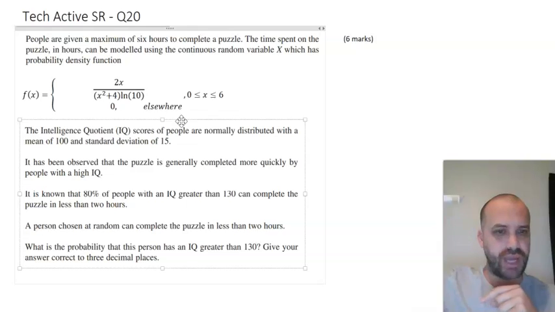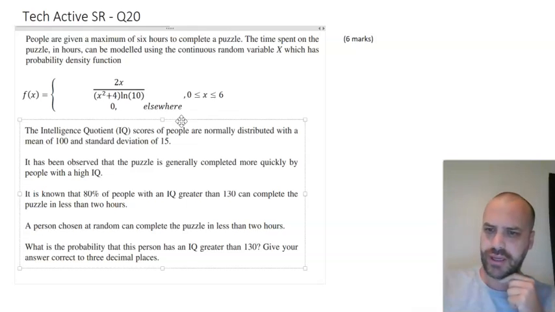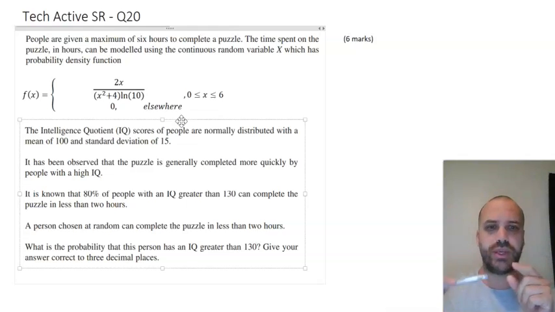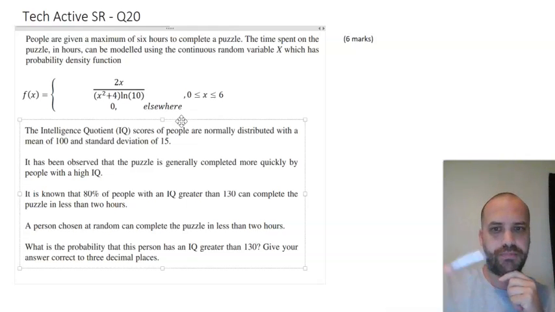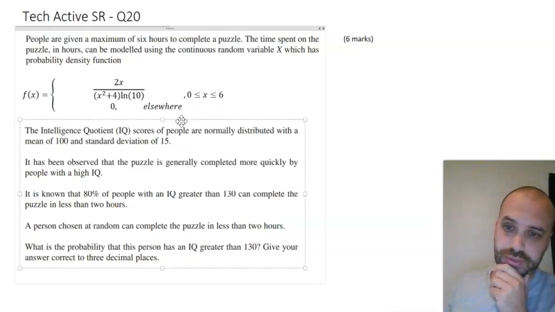I'm reading the question backwards here. What do you mean this person? Who's this person? A person chosen at random can complete the puzzle in less than 2 hours. Oh, so when you talk about this person, you mean a person who can solve the puzzle in less than 2 hours. Okay, what is the probability that a person that can solve the puzzle in less than 2 hours has an IQ greater than 130?